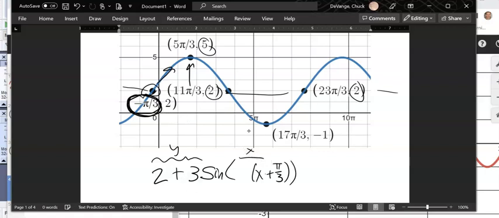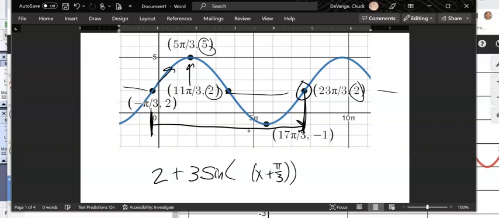And then the last thing I need is that multiplier b. So I need to know the period of this thing, how long it takes to repeat itself. Notice starting in the middle going up, starting in the middle going up. So it gets out here to 23 pi over 3, and it came from negative pi over 3. So I'm going to subtract negative pi over 3, which is the same as adding. So 24 pi over 3.